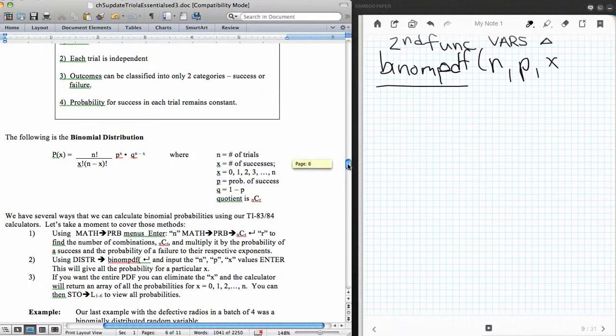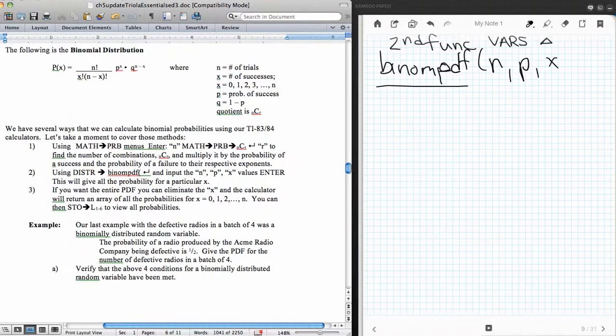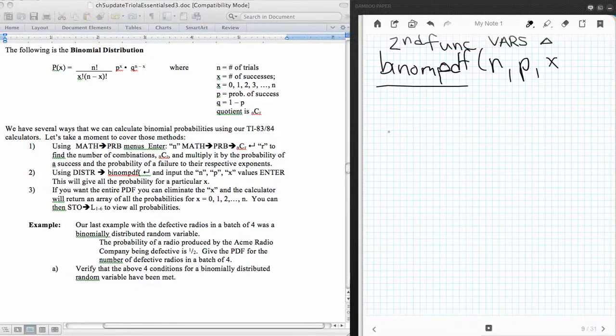So let's go ahead and take an example here. Our last example, the defective radios, was binomially distributed, as I was just explaining a second ago. So in that distribution, we had an n being 4 trials, right? There were 4 radios being chosen. The probability that any was defective was half. And our x is the number of defectives. That's a success, right?